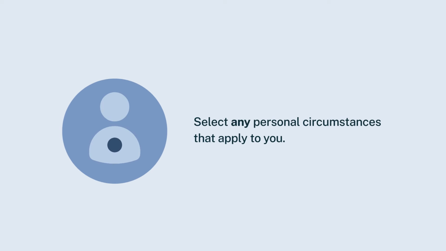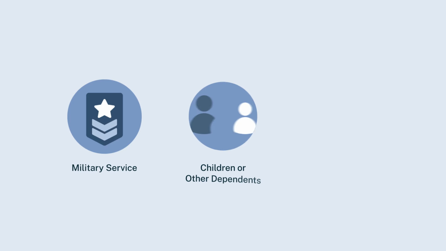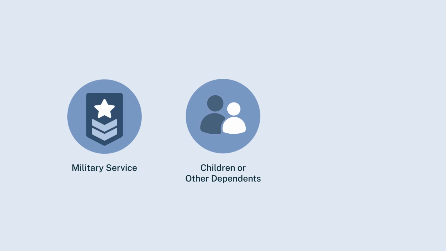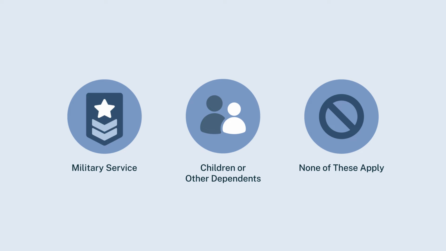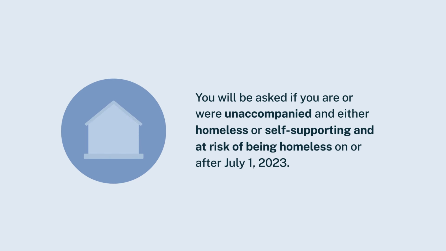On the next page, you'll select any personal circumstances that may apply to you, such as currently serving or being a veteran of the U.S. Armed Forces or having children or other dependents. You will also have the option to select none of these apply. Next, you'll be asked if you are or were unaccompanied and either homeless or self-supporting and at risk of being homeless on or after July 1st, 2023.